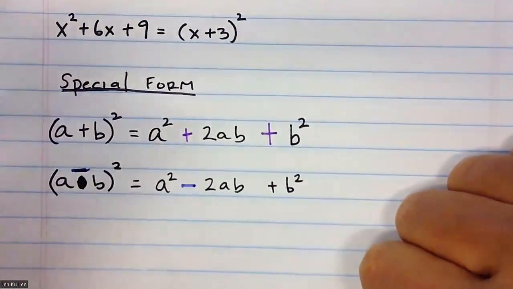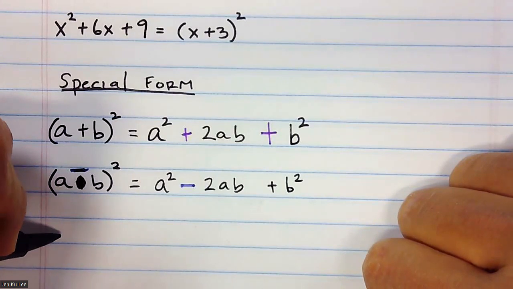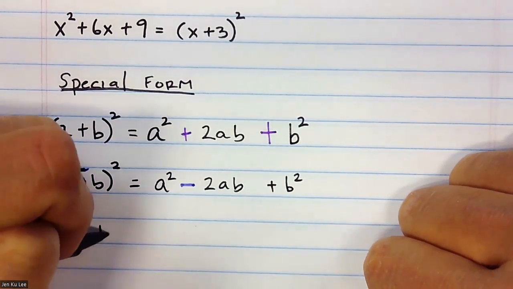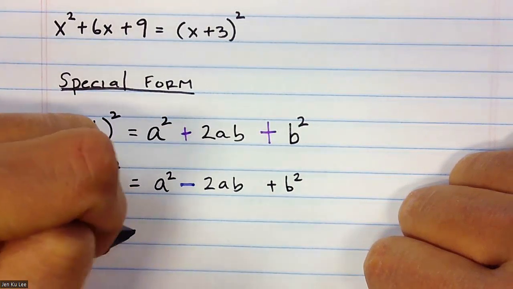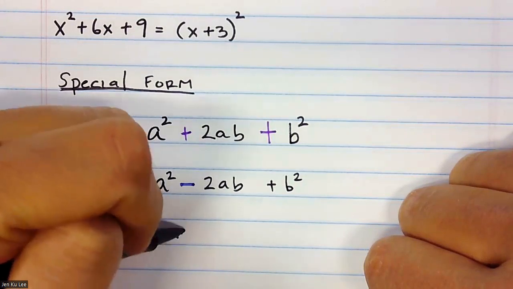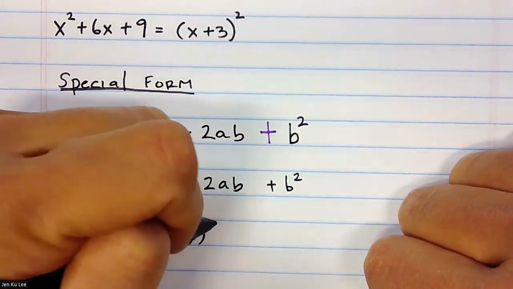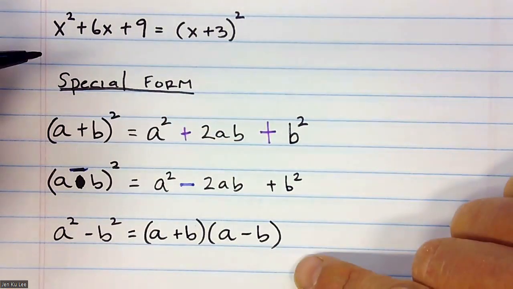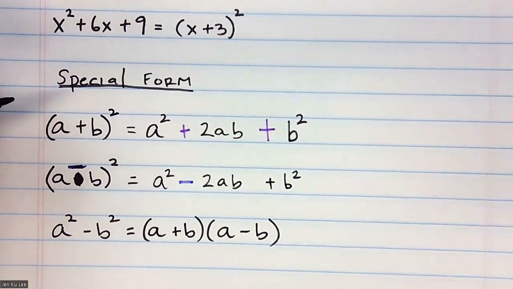My last special form, which we're going to practice today: a squared minus b squared is going to be broken down into a plus b times a minus b. This is called a difference of squares.